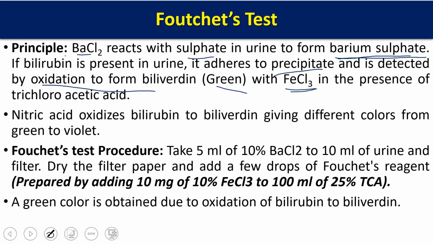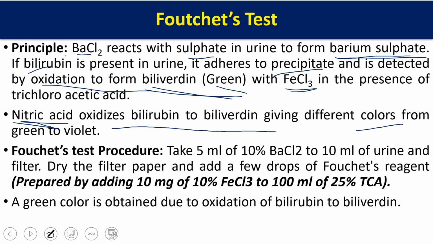Now, when we add nitric acid, it oxidizes bilirubin to biliverdin. So this green color, if we are having bilirubin here, will be oxidized by nitric acid, and gives a different color, from green to violet.